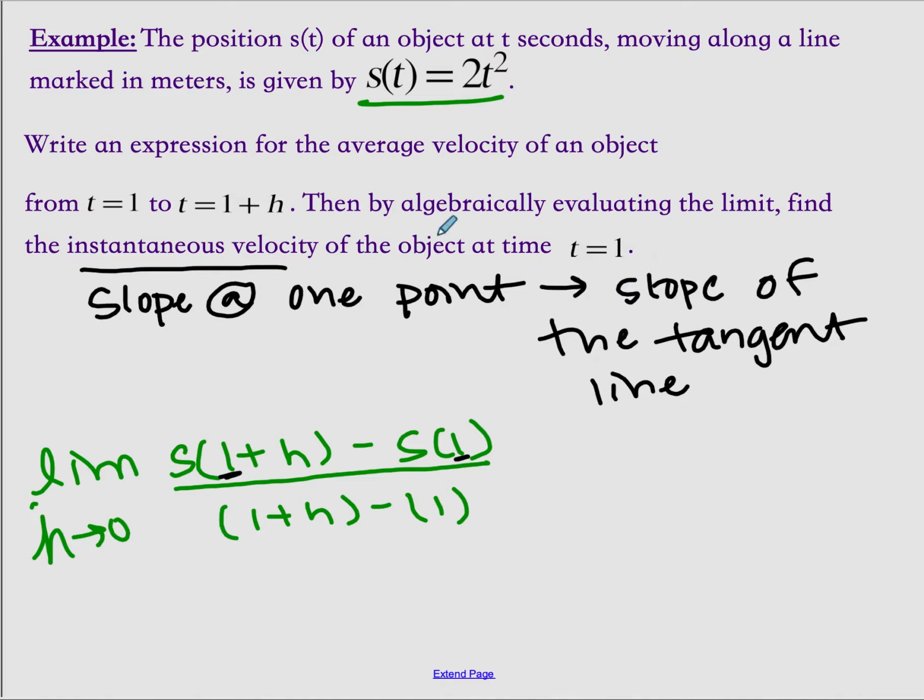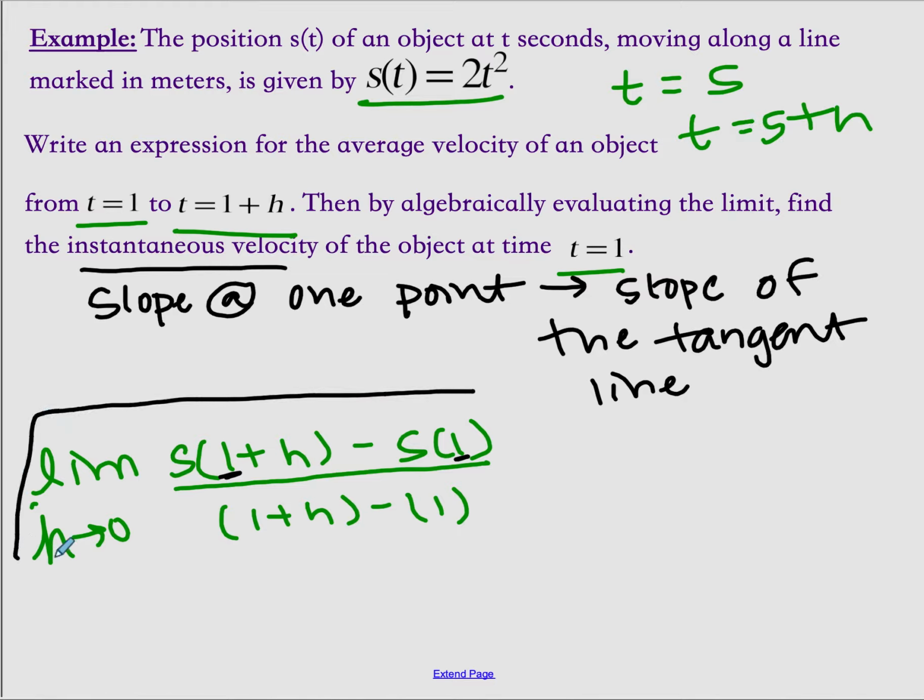Anytime you are asked to find the instantaneous velocity, you make up 2 points. Your 1 point is whatever number you're coming at, and then you say 1 plus h. If I said it for t equals 5, you would have t equals 5 and t equals 5 plus h. Then you make that h approach 0. If h is 0, you're looking at it from 5 to 5, which is at that one moment, at that one time. So here is our setup for instantaneous velocity. Once again, it's super important that you write down this setup.